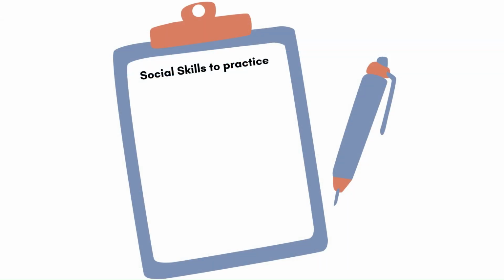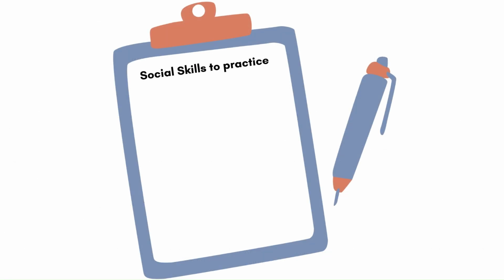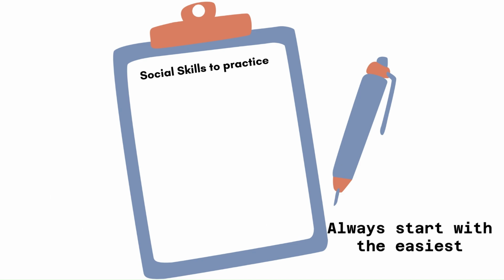2. Identify social skills to develop. Based on the situations listed, make a list of the social skills you consider essential in those scenarios and would like to develop. Refer to the chart we presented at the beginning of the video. Next, organize the skills you want to work on, starting with the easiest and progressing to the most challenging.